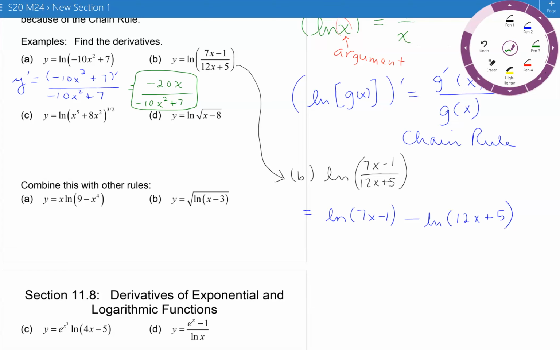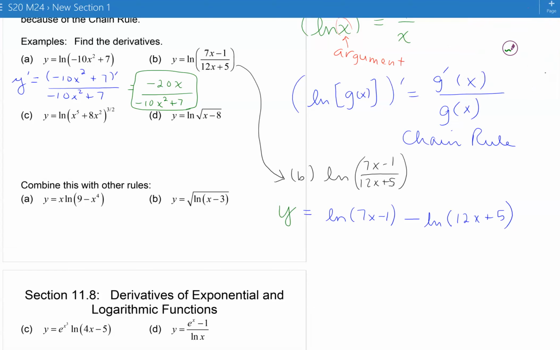So I'm just rewriting for now. I haven't done a derivative. Now I'm going to do the derivative. So I have the derivative of 7x - 1 over 7x - 1 minus the derivative of 12x + 5 over 12x + 5.